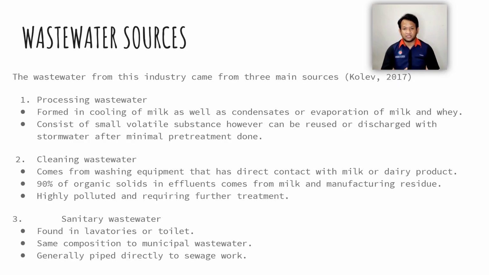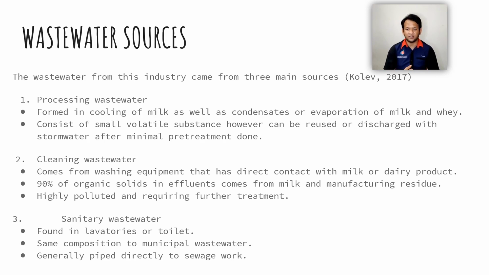There are three sources of wastewater from this industry: processing wastewater, cleaning wastewater, and sanitary wastewater. From these three sources, only processing and cleaning wastewater will be treated at the treatment plant, meanwhile the sanitary wastewater will flow directly to the sewer. Processing wastewater is usually formed during the cooling process of milk as well as the condensate or evaporation of milk and whey. This effluent consists of small volatile substances, but it can be reused or discharged with the stormwater right after minimal treatment. Next, cleaning wastewater comes from washing the equipment involved during the production phase.